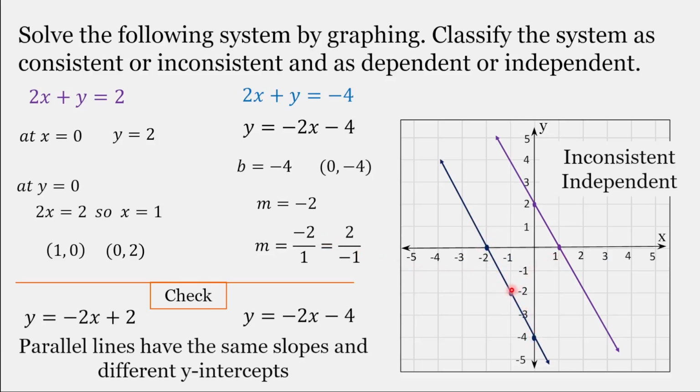These two lines are parallel. I went ahead and confirmed that these two lines are parallel by rewriting this first equation also in slope-intercept form. So these two lines do have the same slope. We have a slope of negative 2, but they have a different y-intercept. And parallel lines have the same slopes and different y-intercepts. So we have no solution in this example. So therefore the system is inconsistent and independent.